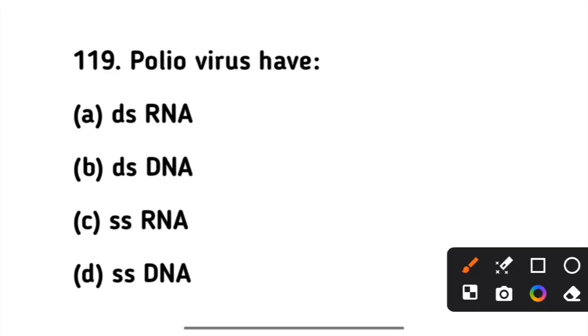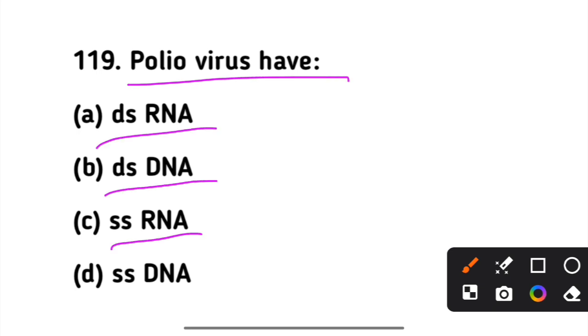Next, poliovirus has dsRNA, dsDNA, ssRNA, ssDNA. Option C is correct. Poliovirus has single stranded RNA.